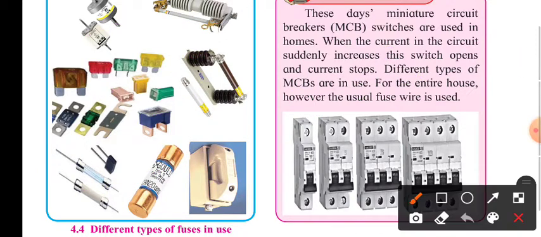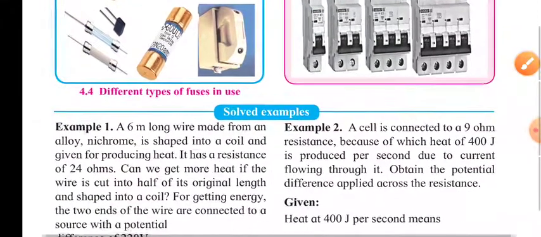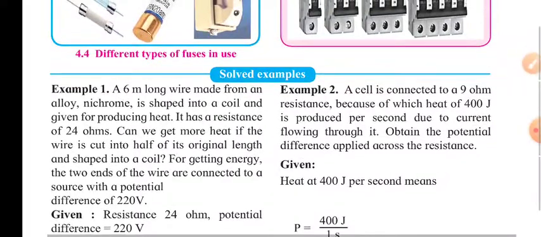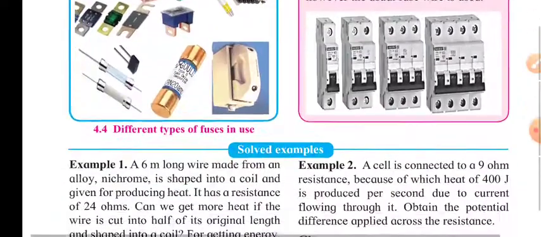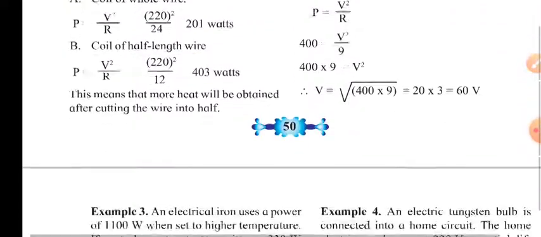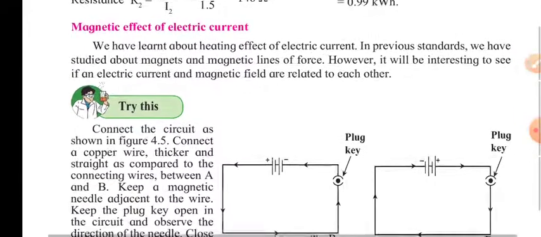In the same way, we have digital MCBs, miniature circuit breakers. When more current is drawn from the electrical conductor, more than their limit, then the circuit breaks automatically, and this avoids the loss due to the electrical short circuit. So these are the things related to the heating effect of electric current. In the next lecture, we will go towards the magnetic effect of electric current.